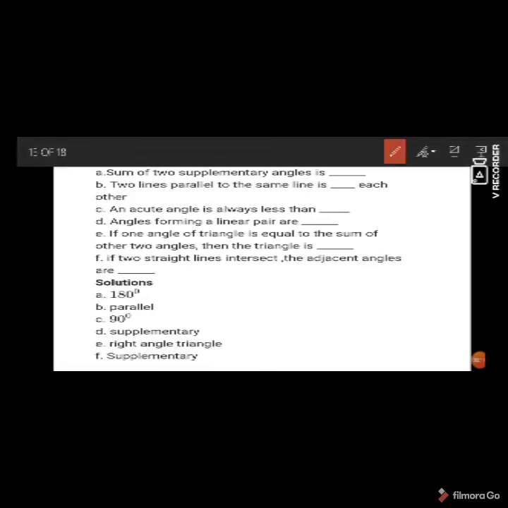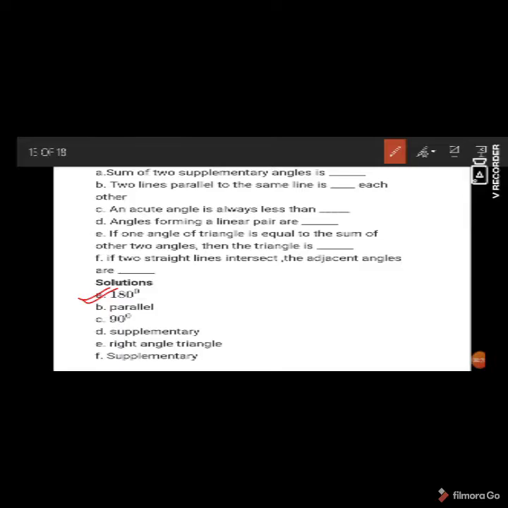So today we are going to discuss another set of 1 mark questions, that is fill in the blanks. Now here the question is question number 10 under fill in the blanks. So let us discuss this fill in the blanks. Sum of two supplementary angles is always 180 degree. So whenever we add two supplementary angles, the sum is always 180 degree.